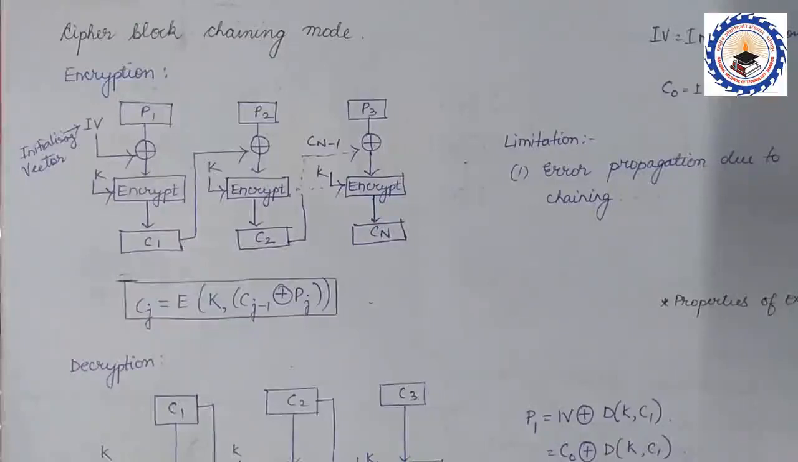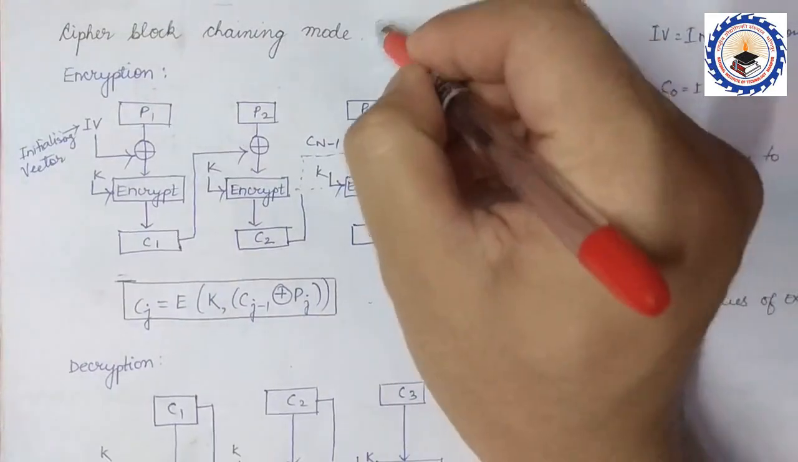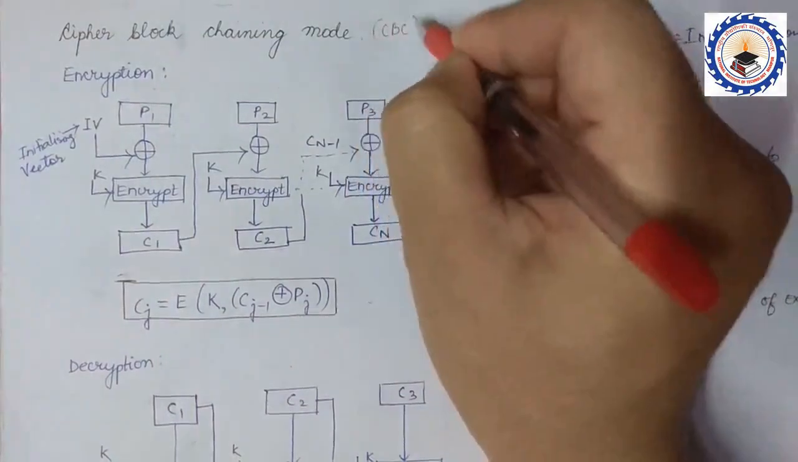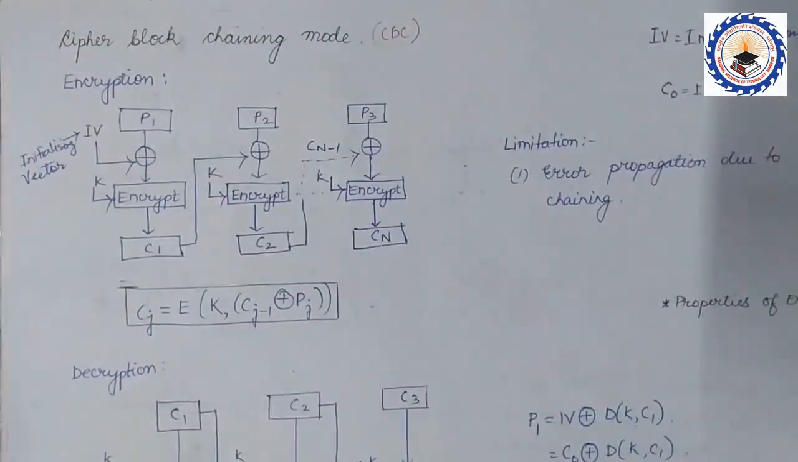Let's look at the next mode of block cipher. It is the cipher block chaining mode, or in short, we call it CBC mode. We have the same procedure as that of the electronic code book.